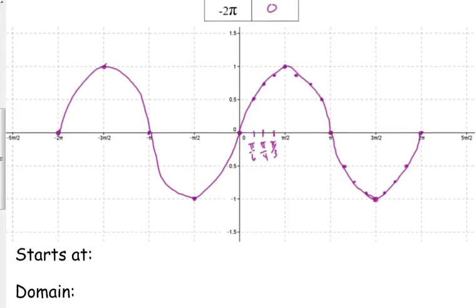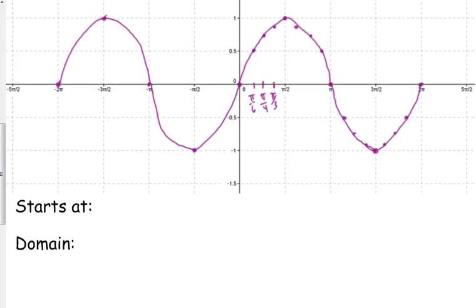A few characteristics that we need to be familiar with: first of all, where does it start? And what I mean when I talk about start is, when x equals 0, what's the y value? Okay, this one starts at the origin. When x is 0, y is 0. That's what I consider my starting point.